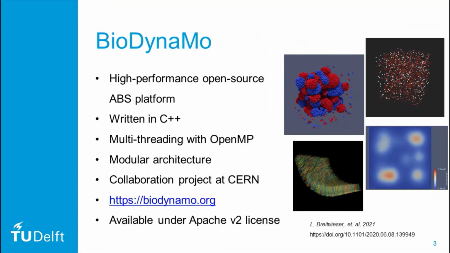There exist several agent-based simulation platforms, but BioDynamo is an open source platform that focuses on high-performance agent-based simulations. It's written in C++ to be as close to bare metal as possible and can harness the power of multi-socket and multi-core CPUs using OpenMP. The software architecture is very modular, which allows you to reuse, adapt, or create new agents, behaviors, or other operations efficiently. The BioDynamo project started at CERN in Geneva, Switzerland.